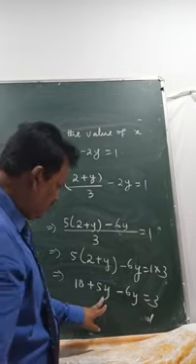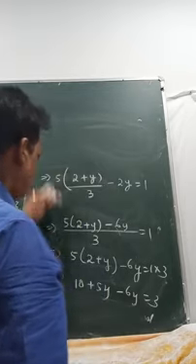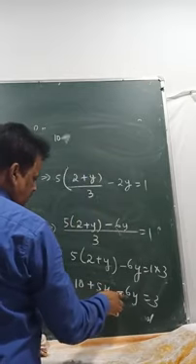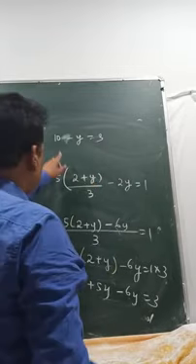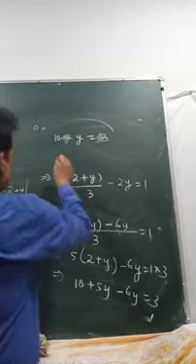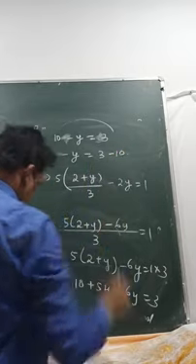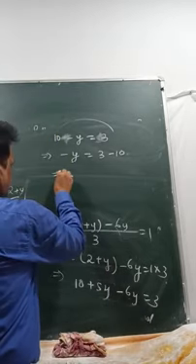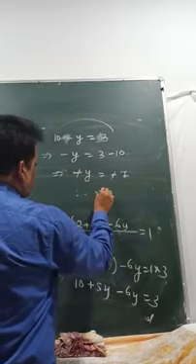So this we can simplify like terms. So what will you get? 10 plus 5y minus 6y is 10 minus y equals to 3. Now arrange the like terms. This 10 will go here, so minus y equals to 3 minus 10. So this implies minus y equals to minus 7, minus cancel, y equals to 7.